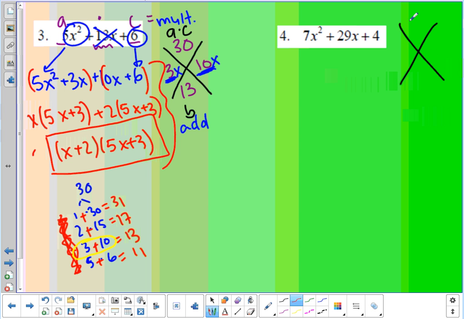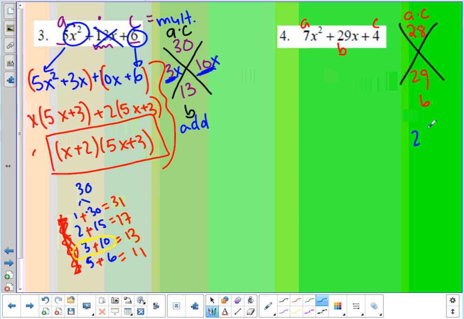The top is a times c. Here's my a, here's my c. 7 times 4 gives me 28. The bottom is just the b term. Here's my b term. That's going to be 29. So now we need to ask ourselves what two numbers multiply to give me 28 and add to give me 29. And again, if it helps you to make a list, do that.